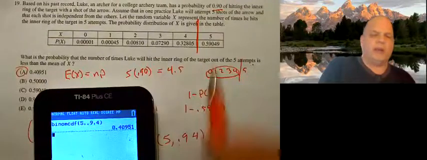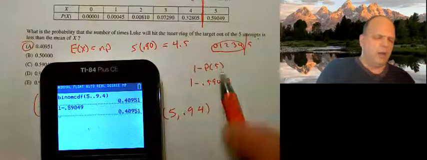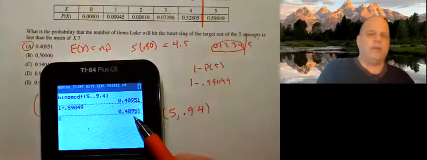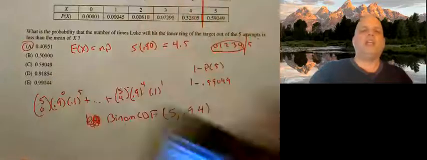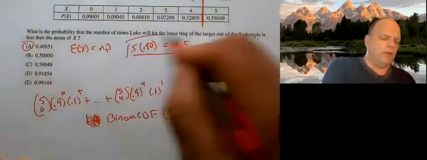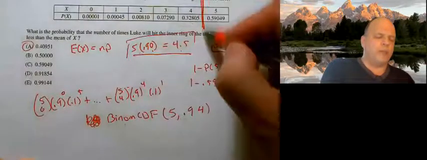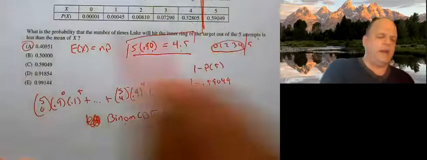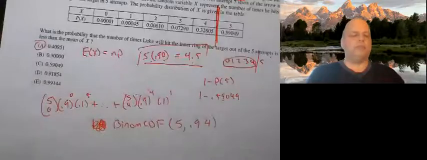So A, well, look at this. What if I did 1 minus 0.59049? It is 0.40951. Or if I added up all of these individual values. But the key here was to know how to calculate the expected value. 5 times 0.9 is 4.5. So anything less than 4.5, we needed to add up. Everything else we ignore. Okay, so that's number 19. On to number 20.